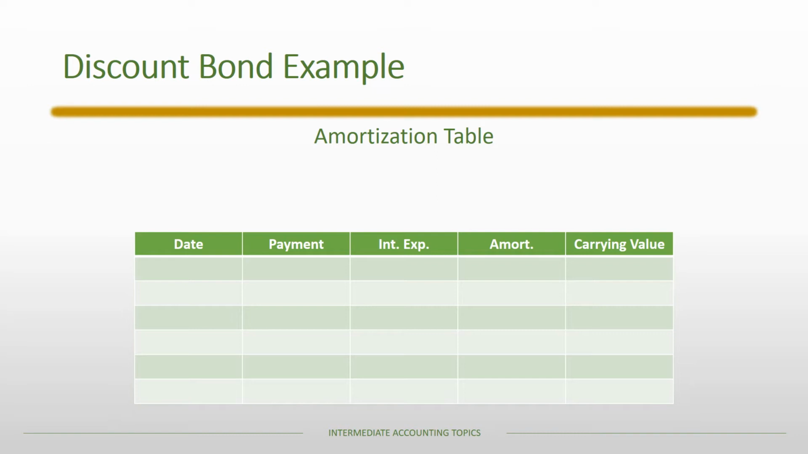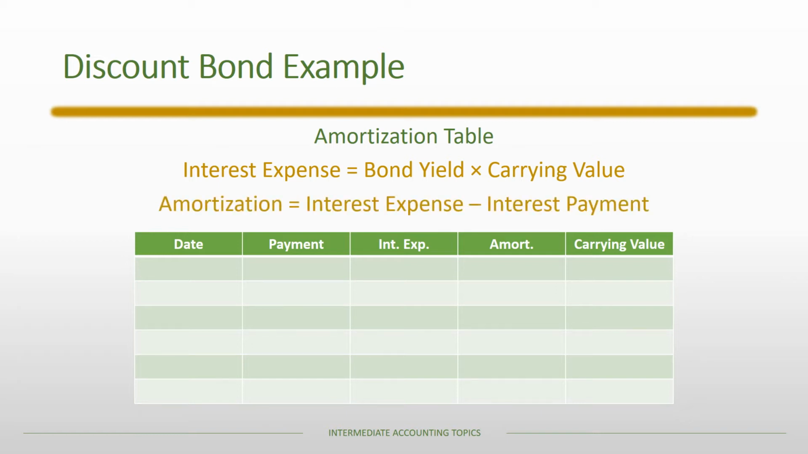Okay, so now creating the amortization table. The interest expense is going to be the bond yield times the carrying value from the previous period. And then the amortization is going to be the interest expense minus the interest payment. As we start with the initial issuance, we see that on January 1st, 2020, the initial carrying value of the bond is the issue price of $240,000.